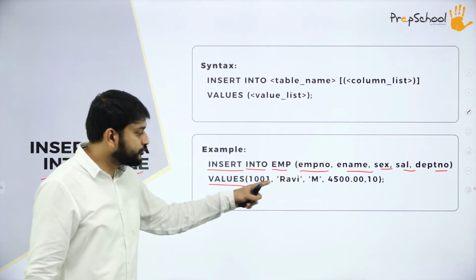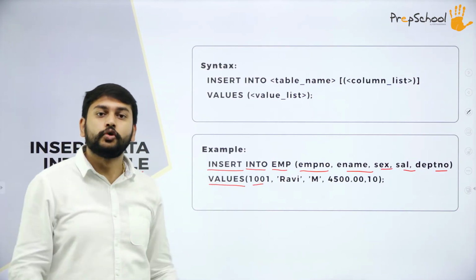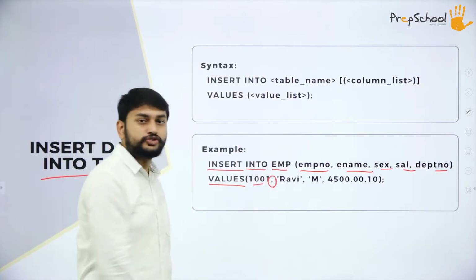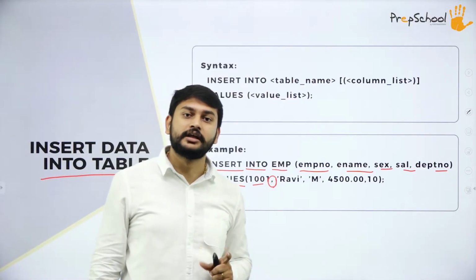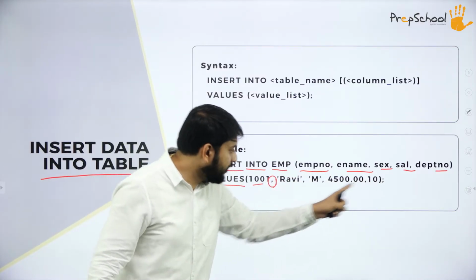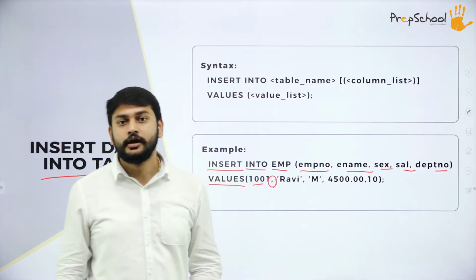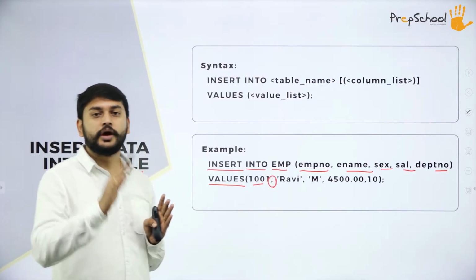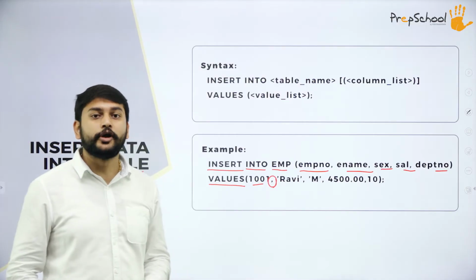Remember, if you are using a string, you will enclose it with the quotes. And each value will be separated by comma. That is what you have to understand. Suppose the column number and the values are not matching, you will end up with an error. So be very careful. That is what you have to remember at this point of time.